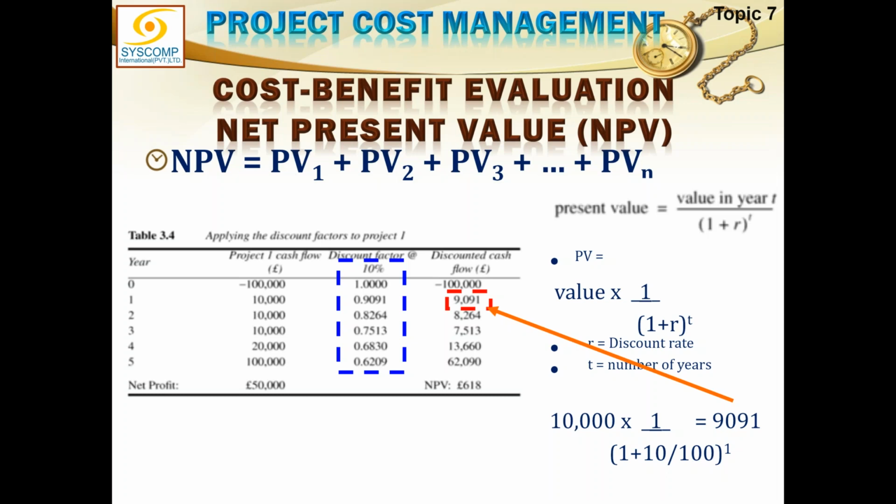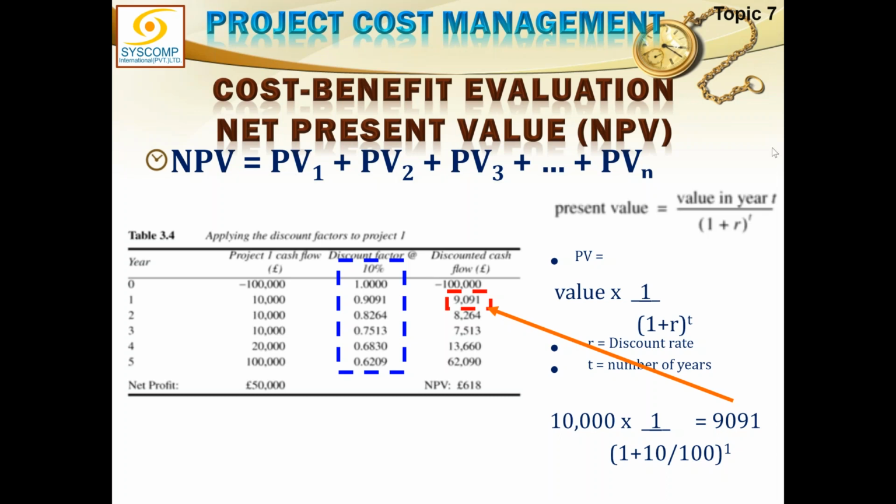What will be the present value of this money? Present value of 100,000, when you apply it, will be 9,000 something. How many years are you calculating on? No, I'm just applying a discount rate of 10% on 100,000, right? Okay, then it will give me a lesser amount. Okay, I agree with you as far as that is concerned.